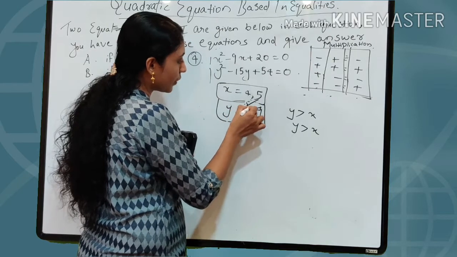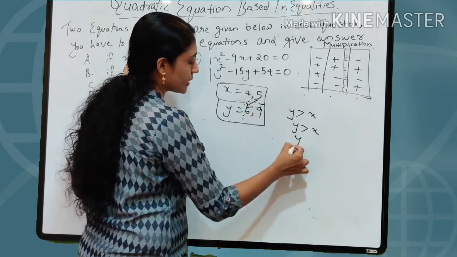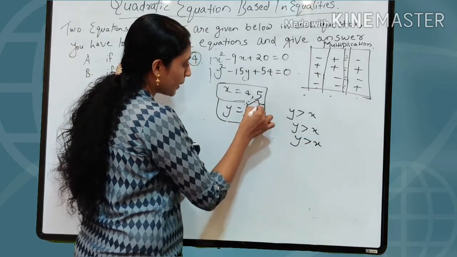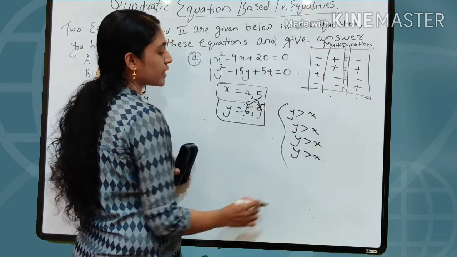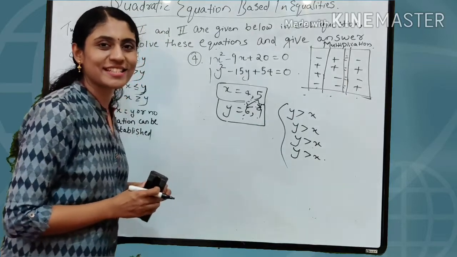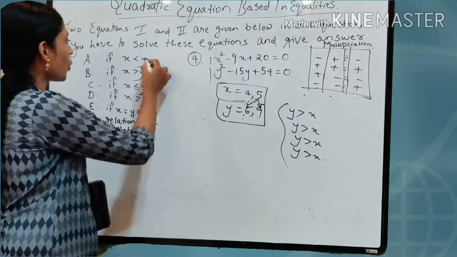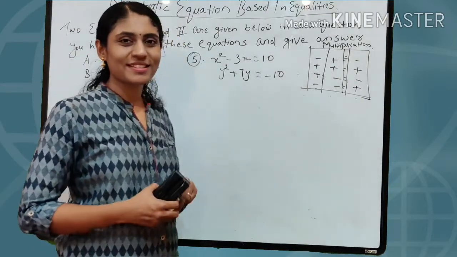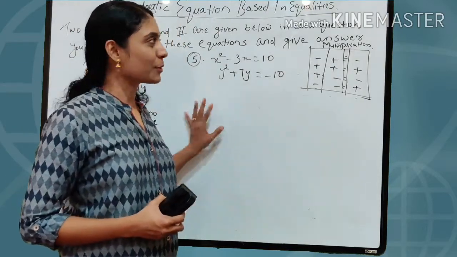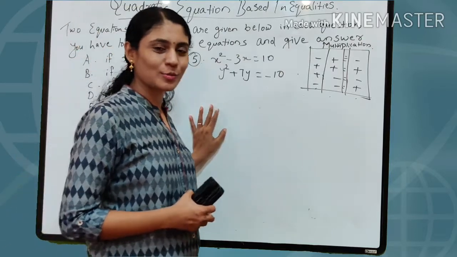When we compare 5 and 6, 6 is greater, that is, y is greater. When we compare 5 and 9, 9 is greater, that is, y is greater. So in all the 4 cases, y is greater than x, or x is less than y. So which option? Option A. Look guys, how simple these questions are? You can easily score full marks from this topic, that is, quadratic equation based inequalities.